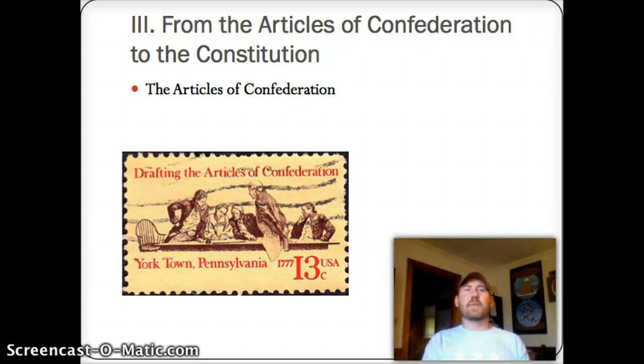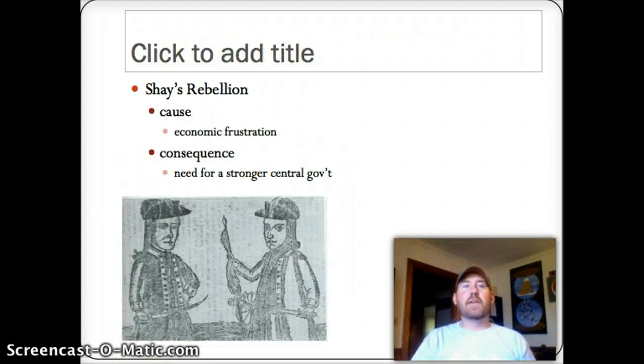Okay, the bottom line on it, there was no way for the states to be brought together as a unified group of entities. So the event that really exposes the weaknesses of the Articles of Confederation is Shays' Rebellion. Now, as far as this goes, you need to know the causes and consequences. And the causes are pretty simple. A lot of farmers in Massachusetts are losing their farms because they can't pay their debt.